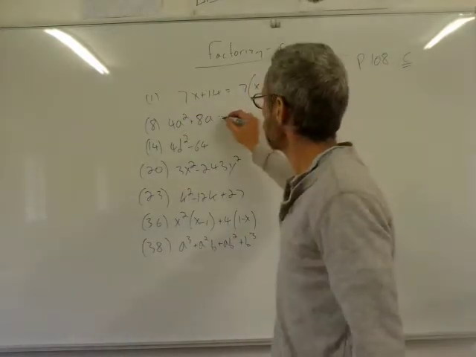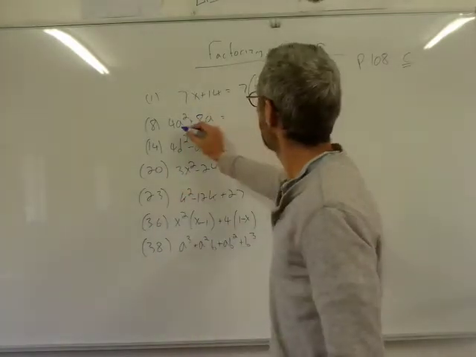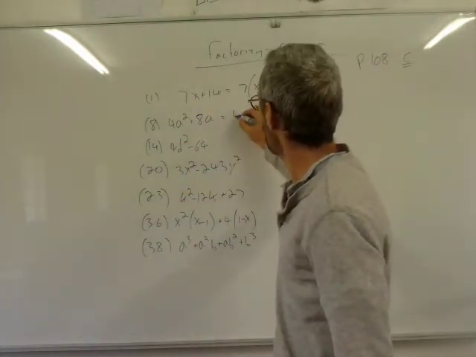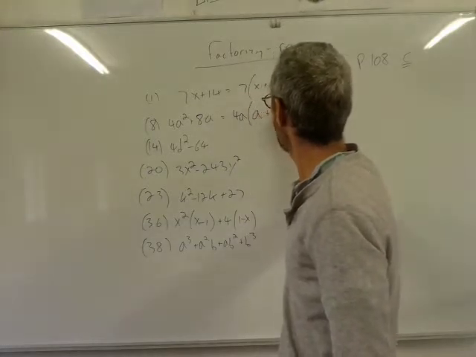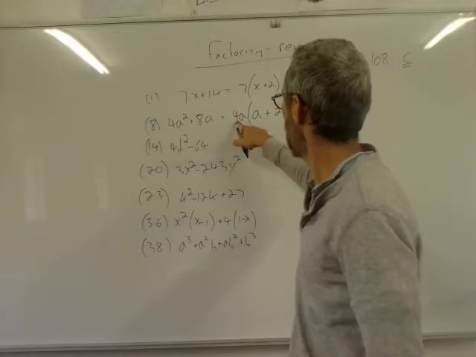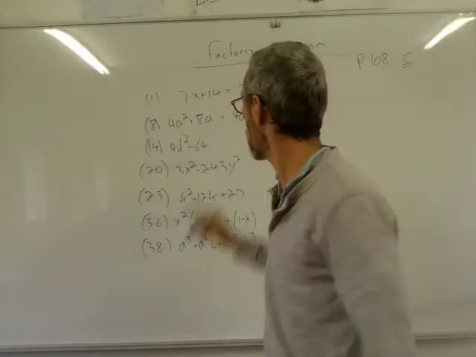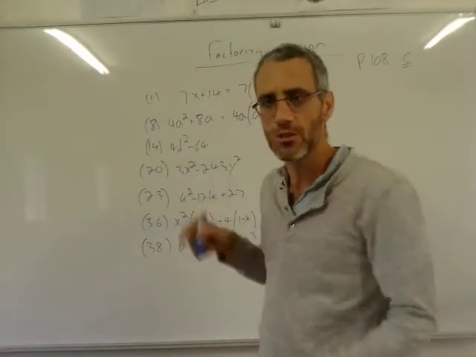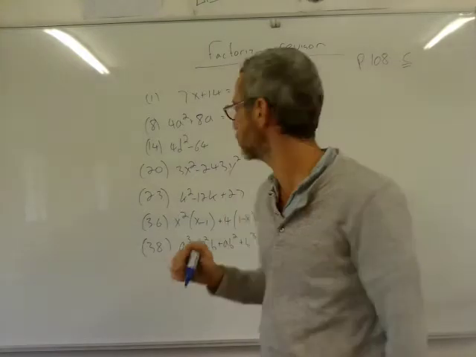Okay, next one, also easy, number 8. Have a go at it. 4a squared plus 8a, the common factor is 4a. I need to multiply it by a plus 2. a times 4a is 4a squared, 2 times 4a is 8a. We're always going to check. It's a good thing to check, because we're working backwards there, so we can expand again and see if we get what we started with.